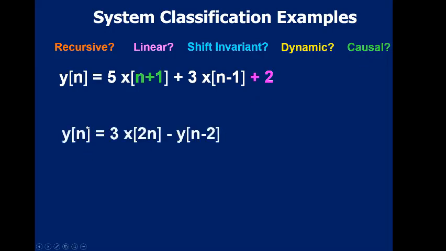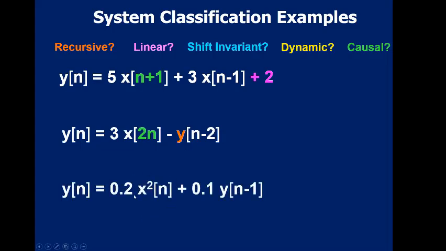Here's another one. y of n equals 3x of 2n minus y of n minus 2. Now we have a recursive term here, so this one's definitely recursive. It's linear. There's no constant, there's no squares, cubics. We have a time compression term in here, so that's a problem. It's making it shift variant. And again, this is making it recursive. It's a dynamic system. I need to remember y of n minus 2. And this 2n is also messing up causality here.